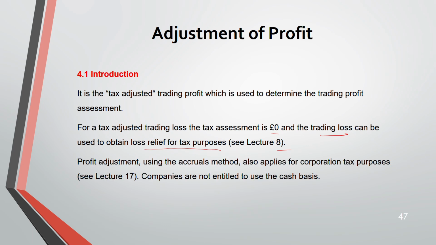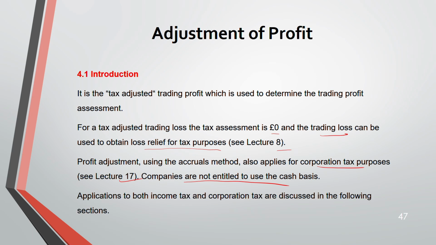Now, profit adjustment using accrual basis. Remember, this also applies for corporation tax purposes when we study companies, because companies are not entitled to cash basis. They only follow accrual basis. It's very difficult for big companies to go by cash basis. This will be covered in lecture 17 in the future. Applications to both income tax and corporation tax are discussed in the following sections. So whatever applies for income tax applies for corporation tax if it's a company. It will be income tax if you're self-employed, a sole trader or partners.